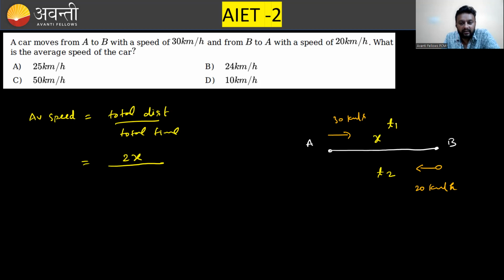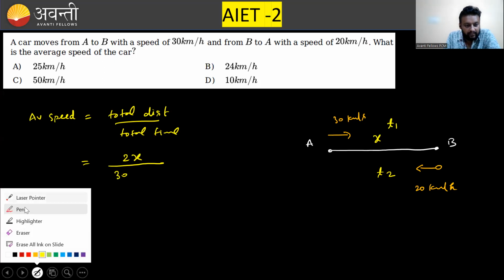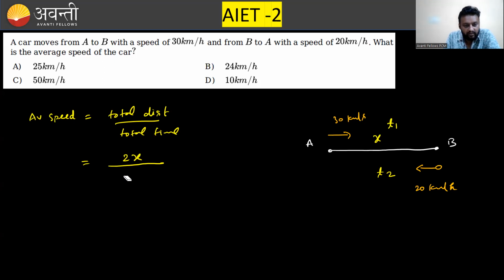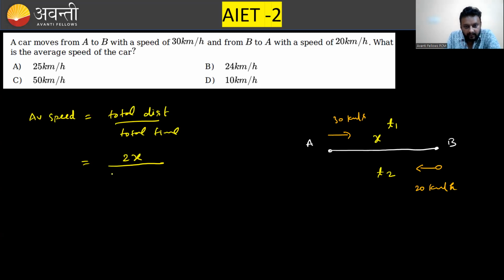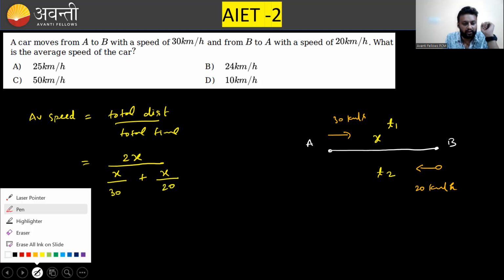Now, t1 is what? Time is equal to distance over speed. So what is the distance? Distance is x, speed is 30, plus t2 is what? Total time is t1 plus t2. That means t2 is what? Total distance is again x, speed is 20. Now you can simplify this and you will get your answer.